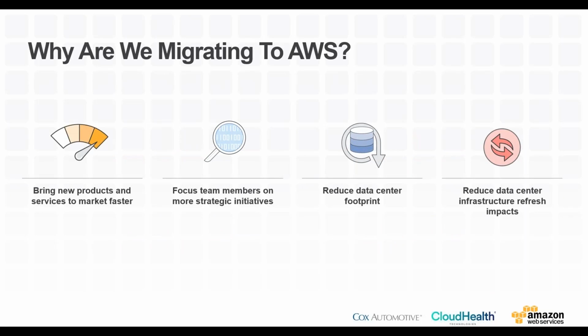So a little bit about why we're migrating to AWS. A lot of it's the same reasons as many others are migrating to AWS. We want to bring new products, new services to the market faster. We want to be agile. We want to be able to come up with new ideas and try them out, and limit the investment that it takes to try out these new ideas to see if they can benefit our clients and customers across the industry.